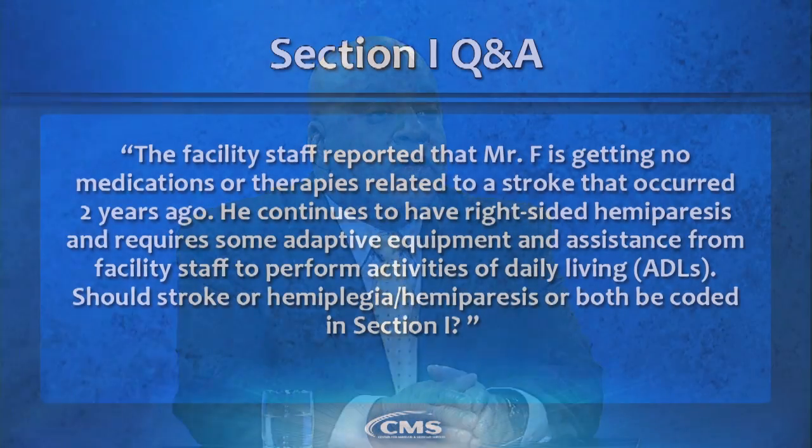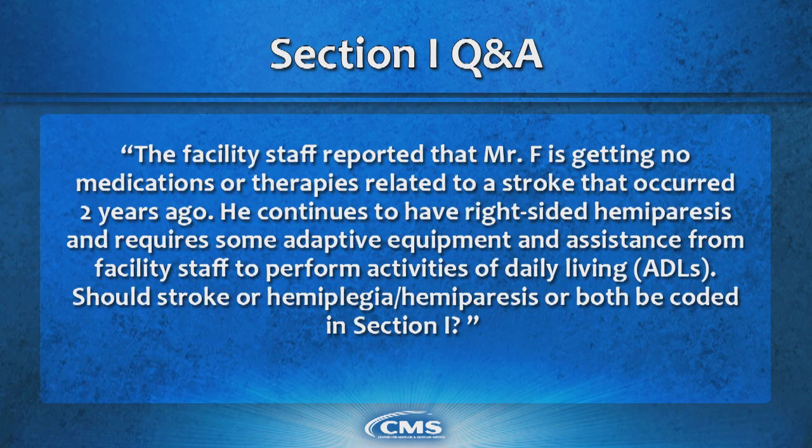Let's answer one more provider question before we move on. This question comes from Maine. The provider asked about a specific resident, Mr. F. The facility staff reported that Mr. F has been receiving no medications or therapies related to a stroke that occurred 2 years ago. He does, however, have right-sided weakness and requires some adaptive equipment and assistance from facility staff to perform activities of daily living. How should this be coded in Section I? Jennifer, can you provide some insight for this provider?